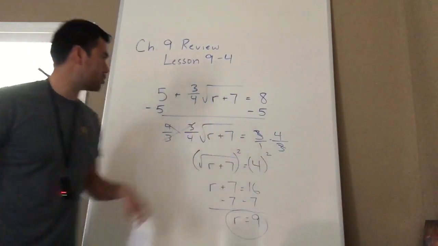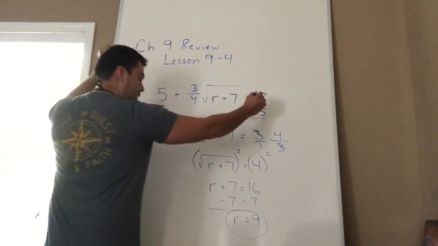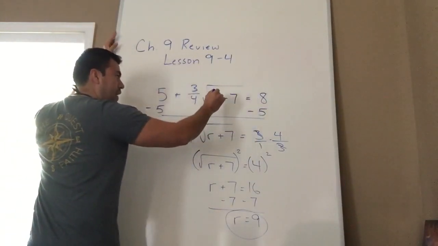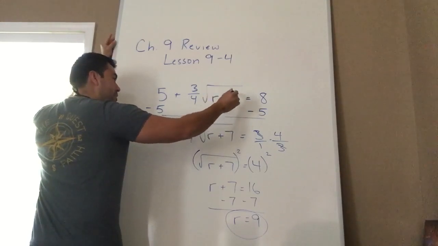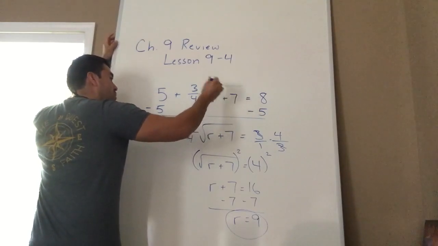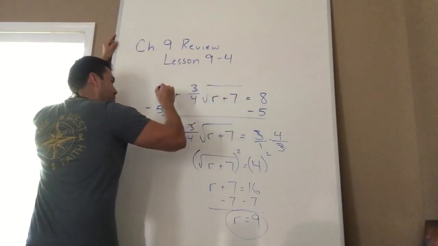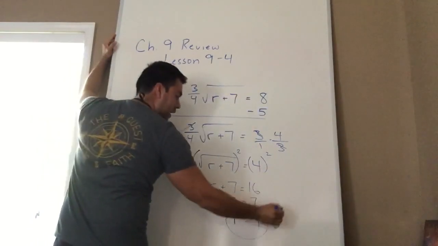Okay, but I always have to check it, which I saw a lot of you had a little check on it, which is great. Here's the original. Let's see if it works. All right, 9 plus 7 is 16. The square root of 16 is 4. 4 times 3/4 is 3. 3 plus 5 is 8. So that answer does check.